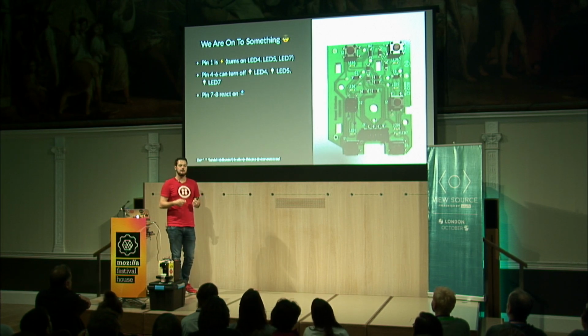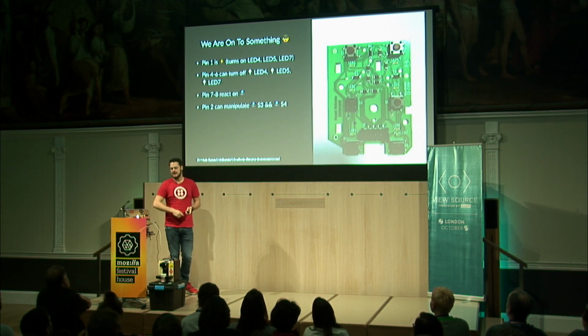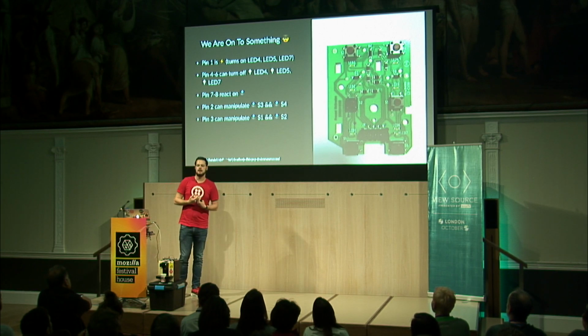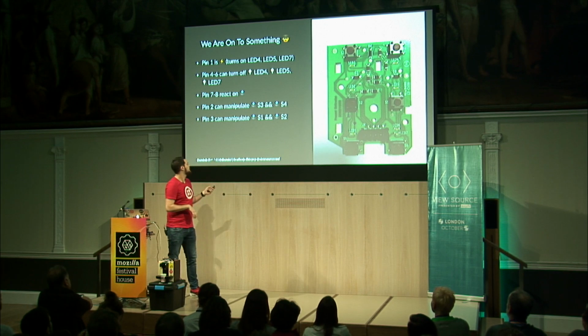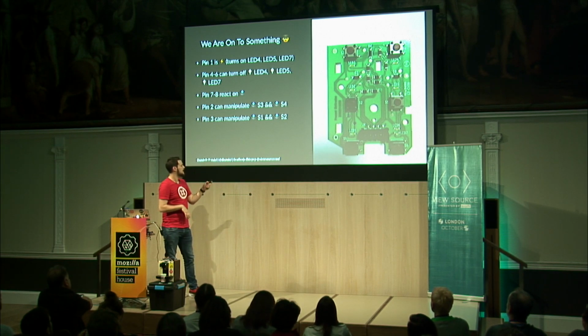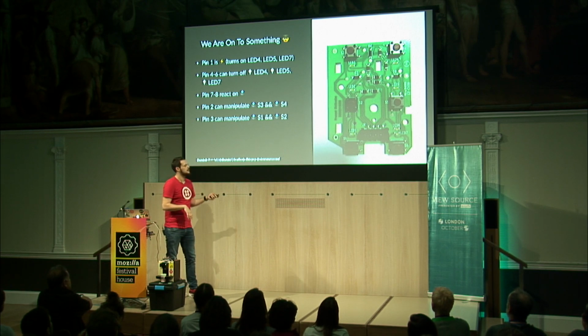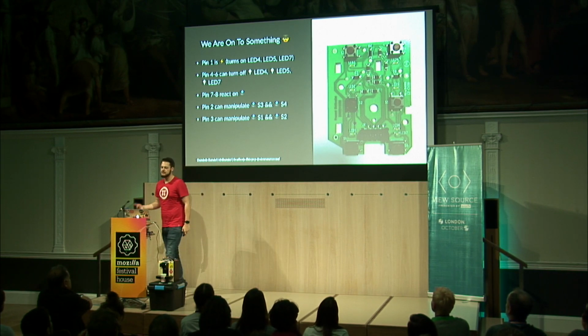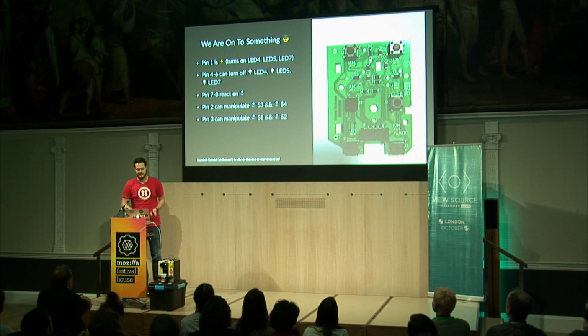And pins 7 and 8 would always react to button presses. Then pins 2 and 3 were able to turn groups of buttons on and off. So if you set pin 2 to high, you could control these 2 buttons. They would suddenly work. Or if you set pin 3 to high, you would get these 2 to work. But they would always trigger 7 and 8 when you pressed them.